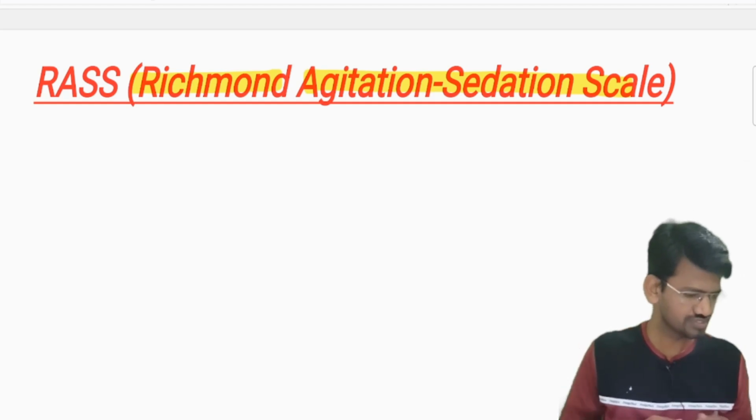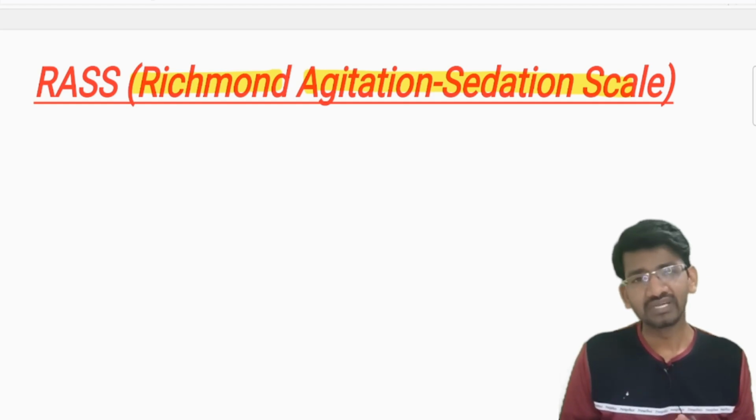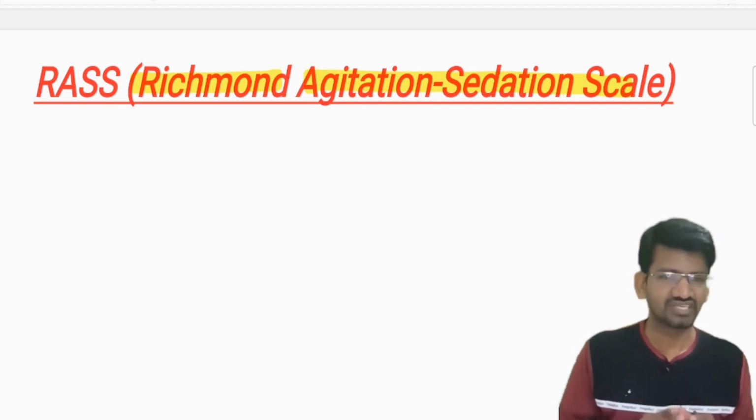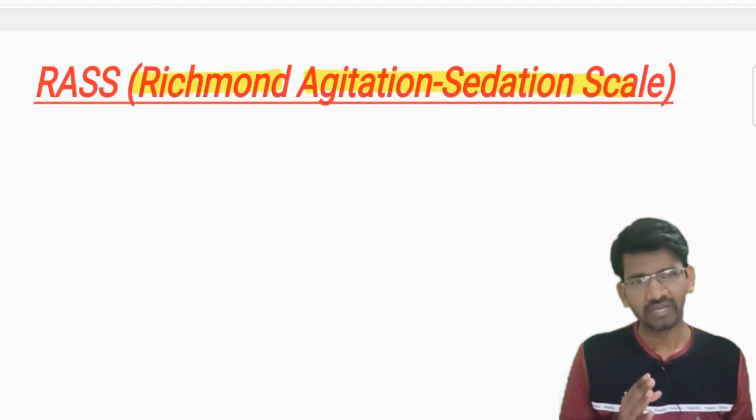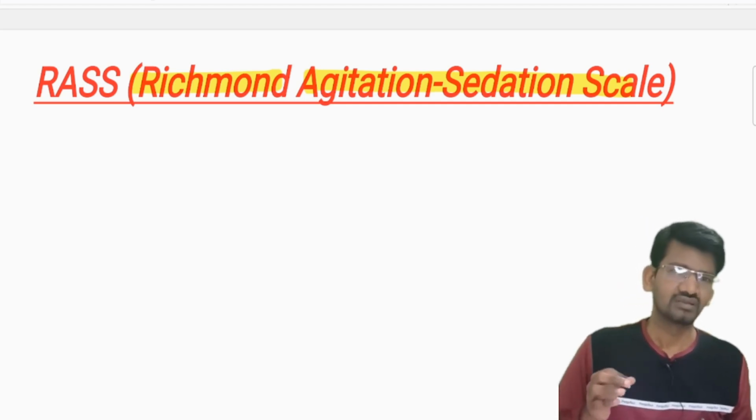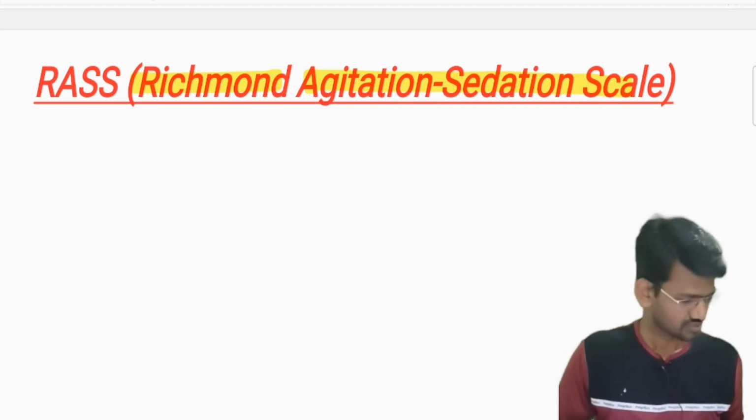So we use this especially in patients who are critically ill and admitted in the ICU. Okay, so this is an ICU scale that we commonly use to assess the agitation and sedation level in critically ill patients, especially those who are on a mechanical ventilator, and even those who are receiving sedative treatment. So for them we use this scale.